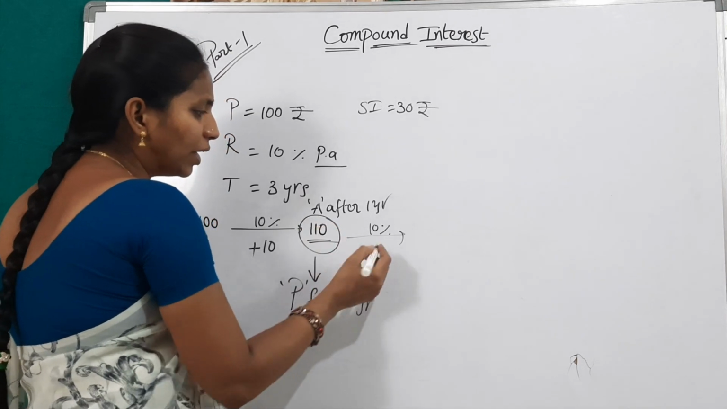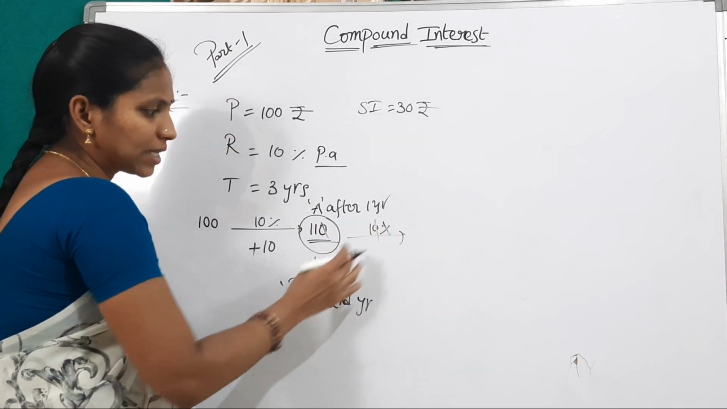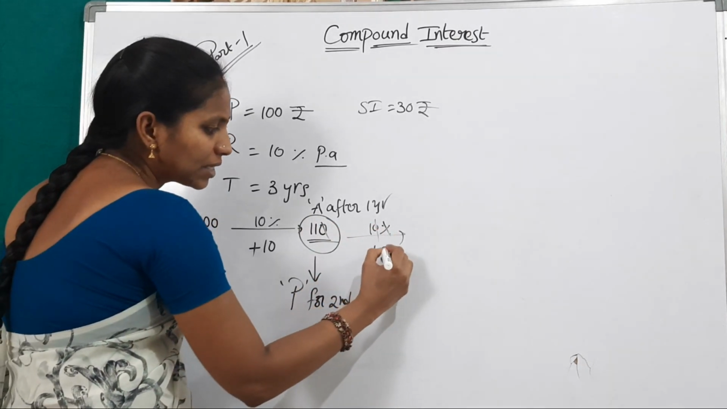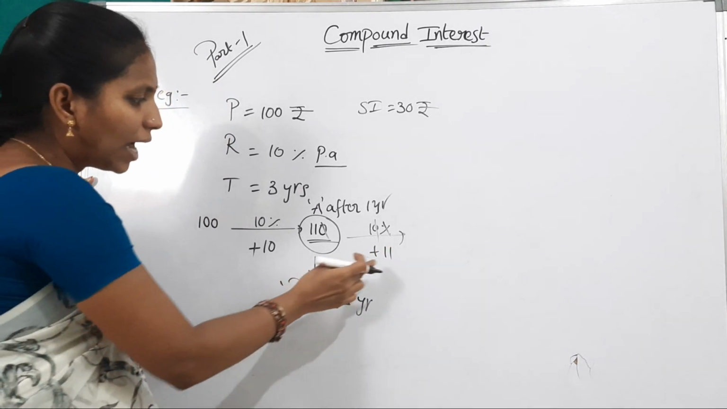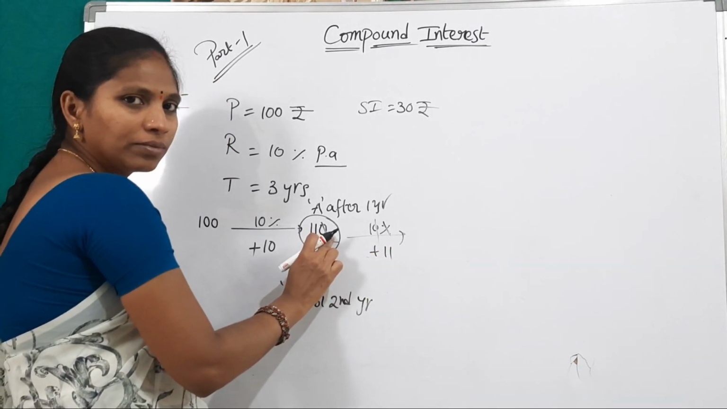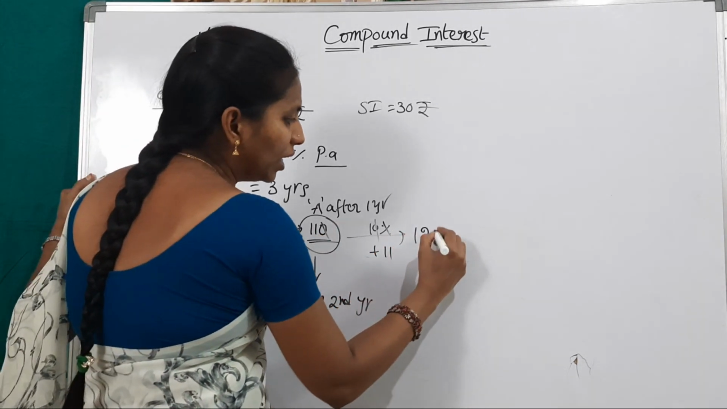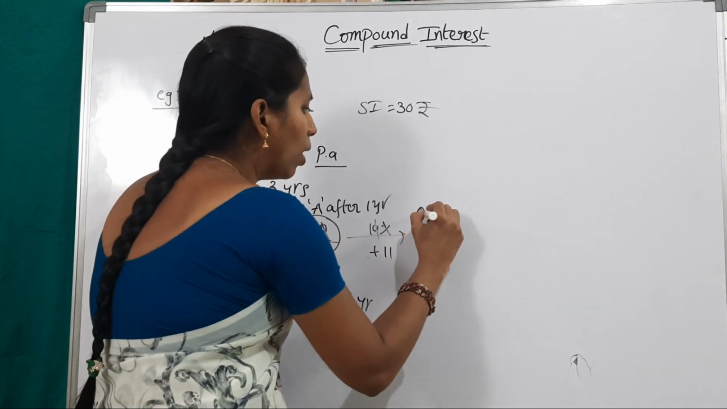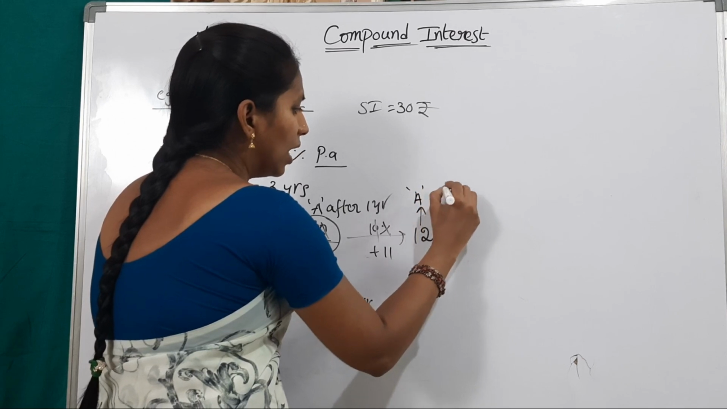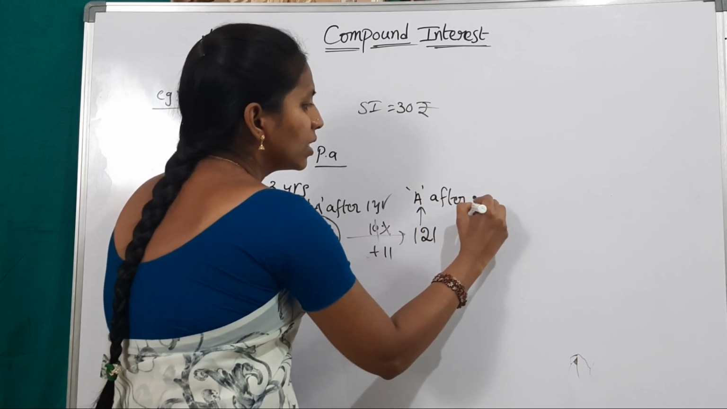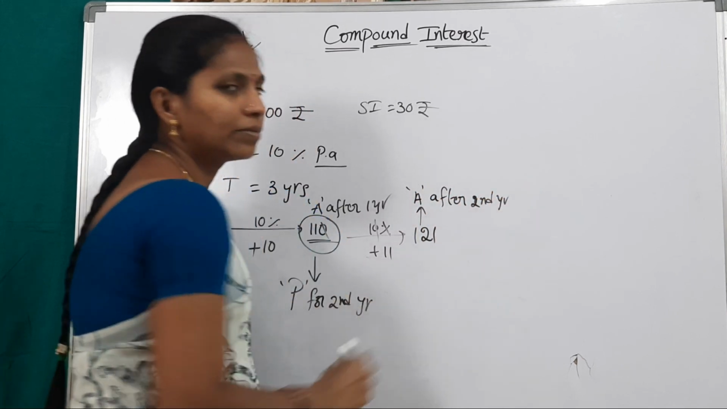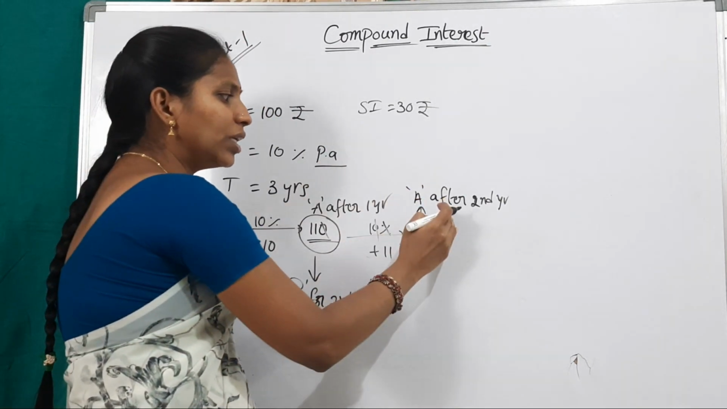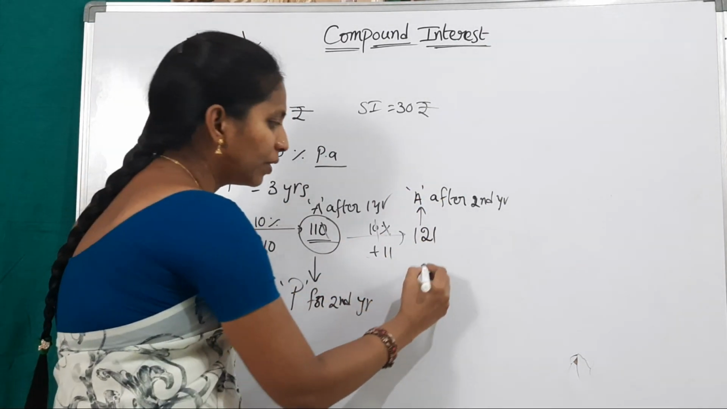That is the difference. 10% on this 110, the zeros and the percentage get cancelled, then plus 11. Add this 11 to this 110. Then what is the result? 121. This 121 is the amount after the second year. After 2 years, the amount is 121.